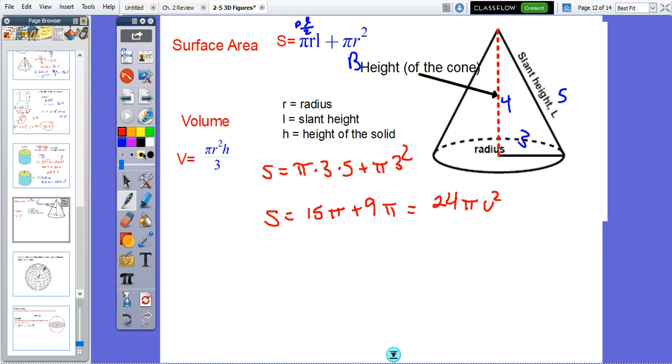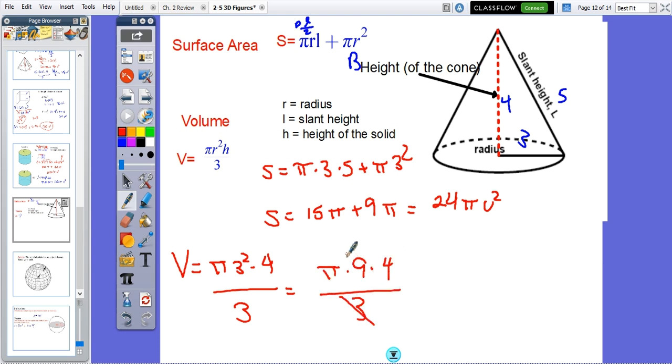Pretty simple, right? Let's look at volume. Volume is the same way. We say volume is equal to pi 3 squared times the actual height. So just like the pyramid, slant height is for surface area, actual height is for volume. So we'll do 4 here. That's all over 3. So we end up getting pi times 9 times 4 over 3. That 3 reduces the 9 to a 3, giving us 12 pi. That is a good, acceptable answer. You can leave it as pi and you'll be good right there.